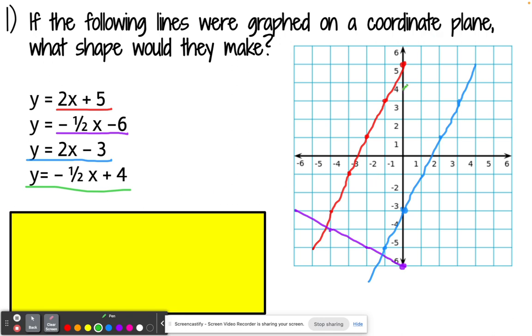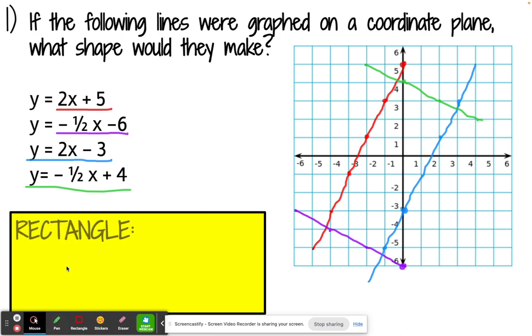My y-intercept is 4, so it is up here. My slope is negative 1/2, so down 1, right 2, down 1, right 2, up 1, left 2. And when I connect those, you'll see that my shape inside here is, in fact, a rectangle.